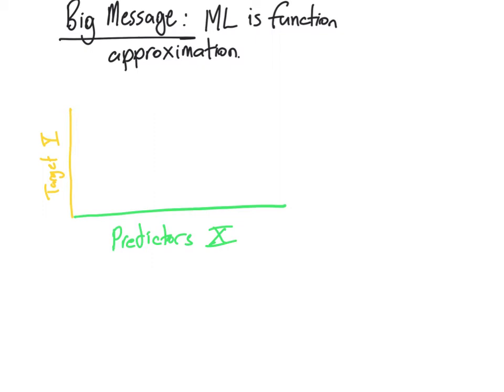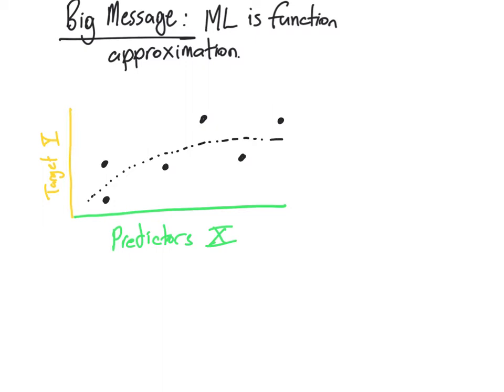Now, what we usually imagine mathematically is that there's some kind of true relationship between the predictors and the target. And we unfortunately don't know what the true relationship is. What we have instead is some data, and that data is assumed to be pretty close to the true relationship. So here I have some data points that I can use. I imagine that I've measured these or collected these in some way.